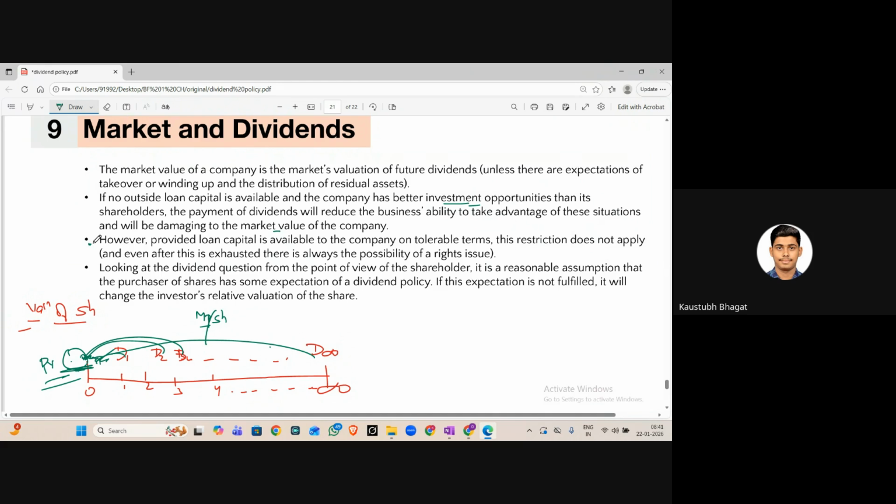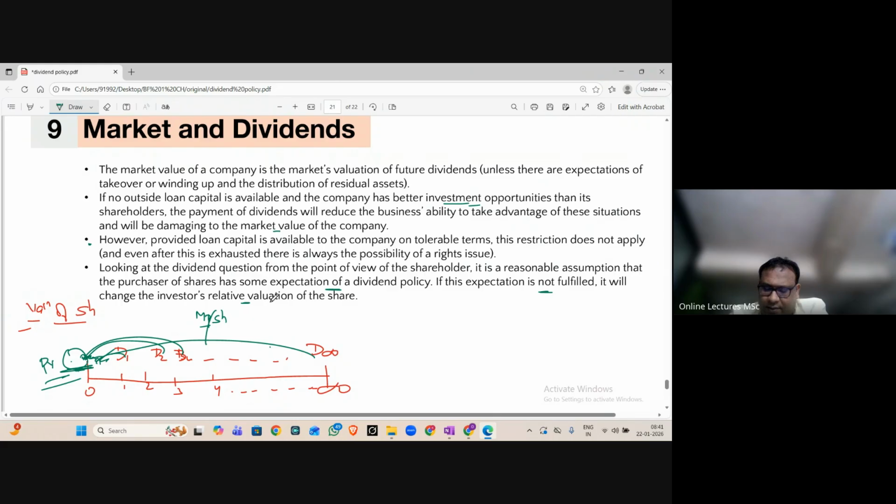However, provided loan capital is available to the company on tolerable terms, this restriction does not apply. And even after this is exhausted, there is always the possibility of a rights issue. Looking at the dividend question from the point of view of the shareholder, it is a reasonable assumption that the purchaser of a share has some expectation of a dividend policy. If this expectation is not fulfilled, it will change the investor's relative valuation of the share. So if the expectation isn't fulfilled, there is a good chance that the stockholder will be unhappy with the company and might sell off the shares, right?